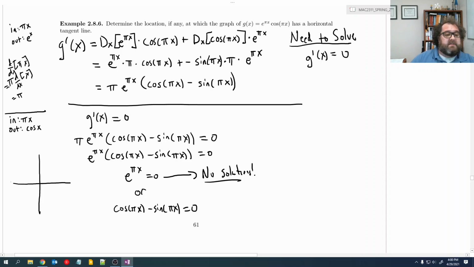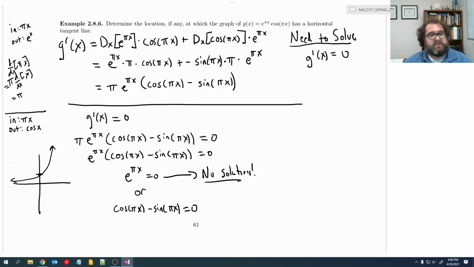E to the pi x has a y-intercept of (0, 1), and it looks like this. It has a horizontal asymptote at the x-axis. It never crosses the x-axis. There are no solutions. So e to the x, or e to the pi x, or e to the ax, for any real number a, has no solution.